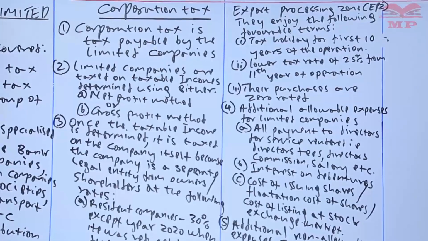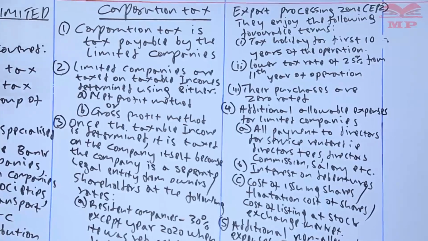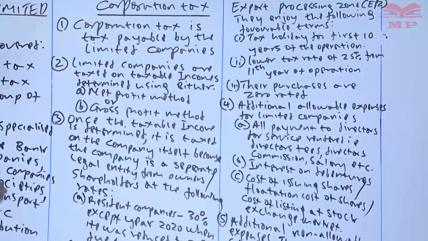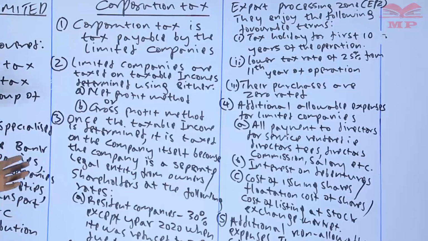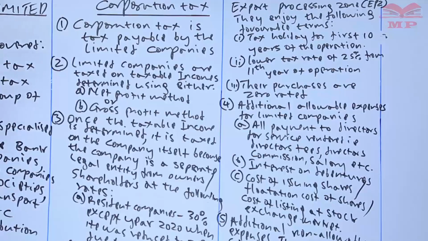So you have to determine the taxable income just like any other business so that you can go ahead and determine the tax to be paid by that company. But how do you determine the taxable income? As we said from the word go, whenever you want to determine the taxable income of any business, you either use the net profit method or the gross profit method. So it is the same case with the limited company. If you are given the net accounting profit, then you use the net profit method. If no net accounting profit is provided, then you use the gross profit method.